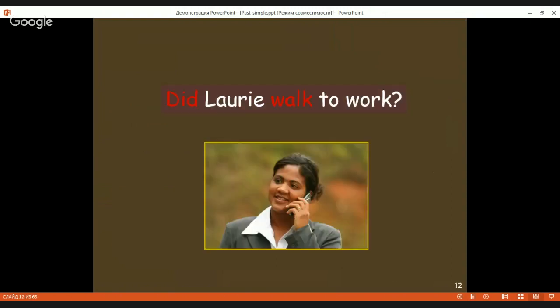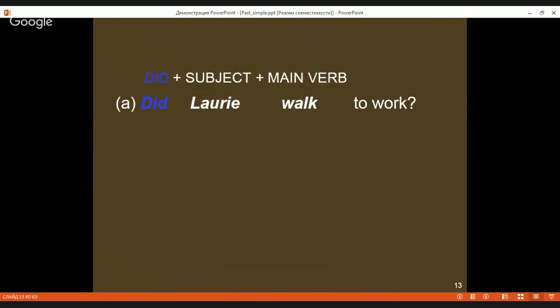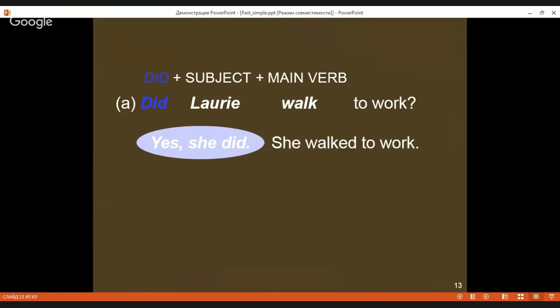Let's look at the question. Did Lori walk to work? As you can see, the question is formulated using the auxiliary verb did, which goes in front of the subject. Then you have the subject and then the main verb in its infinitive form. So, did Lori walk to work? Yes, she did. That is the short answer. Please never answer just yes, because it's not the answer in the English language. Yes, she did. She walked to work.